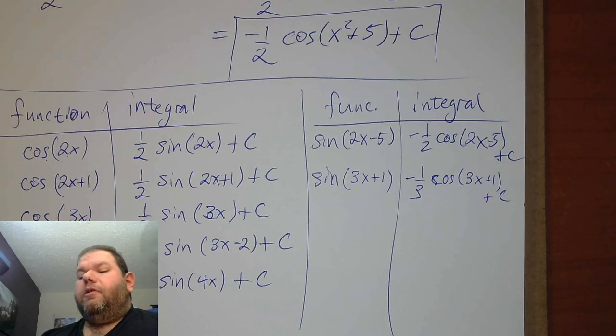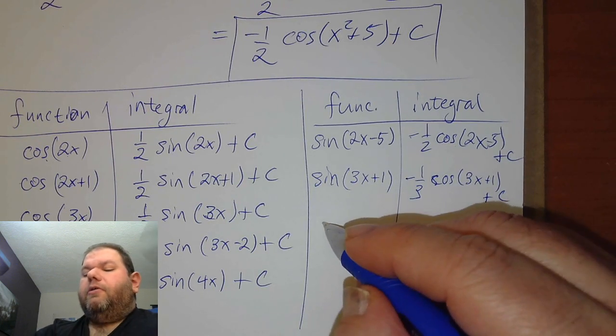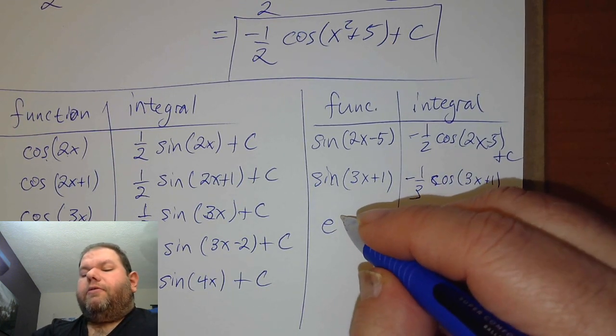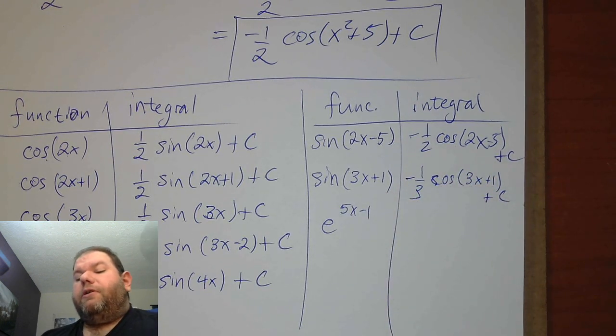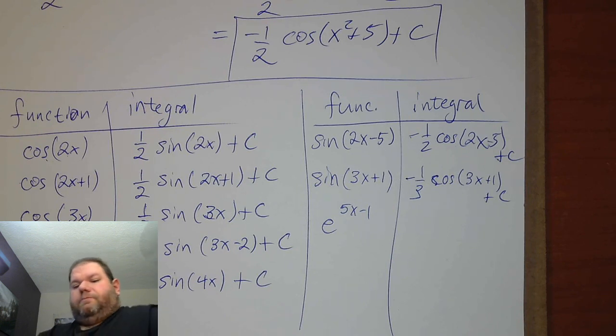Okay. So while we're thinking about that, what would you say the integral of e to the 5x minus 1 would be? It's really the same pattern that's happening here. Yeah, 1/5 e to the 5x minus 1 plus c.